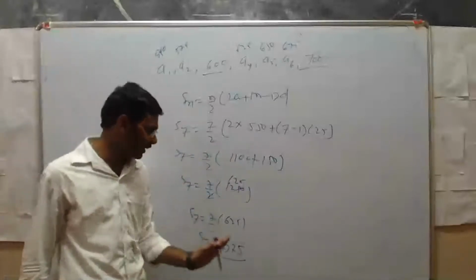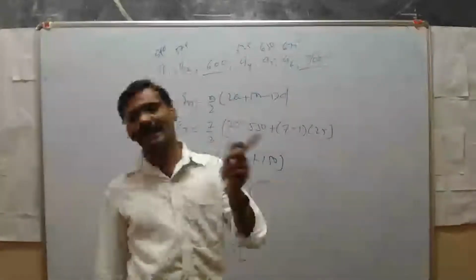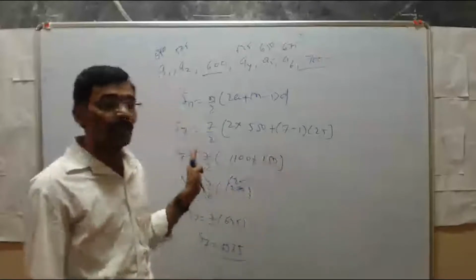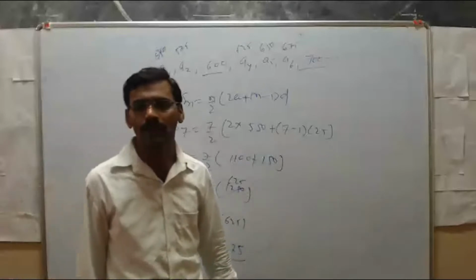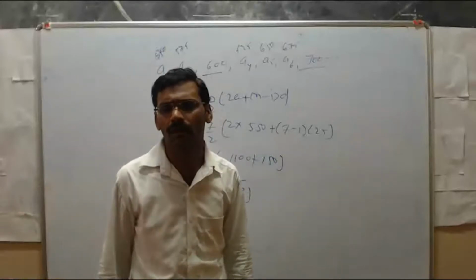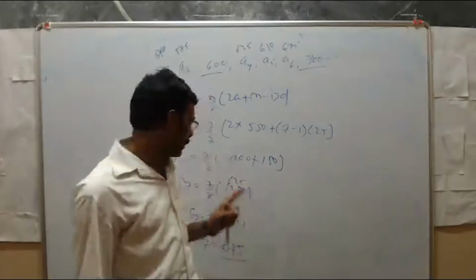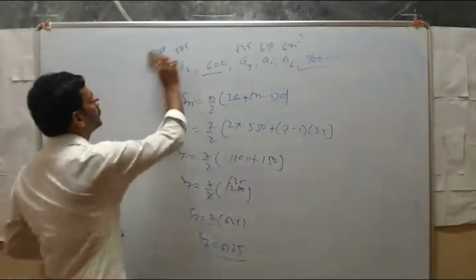is how much? 4375. In the first year 550, second year 575, third year 600, like this. Therefore, the total number of TVs produced in 7 years is 4375.